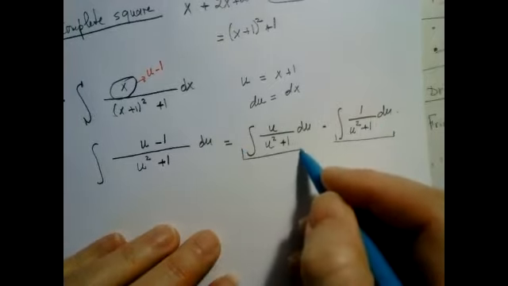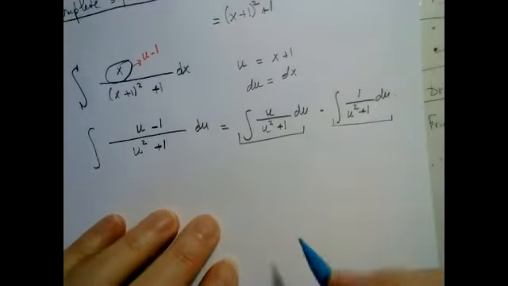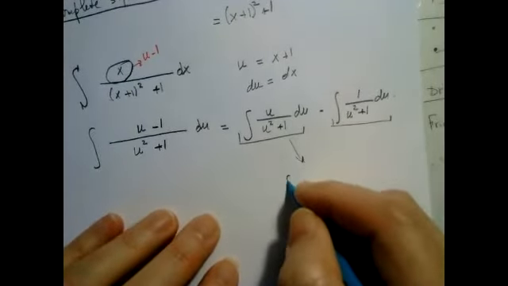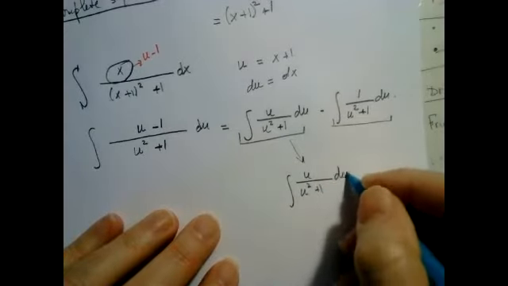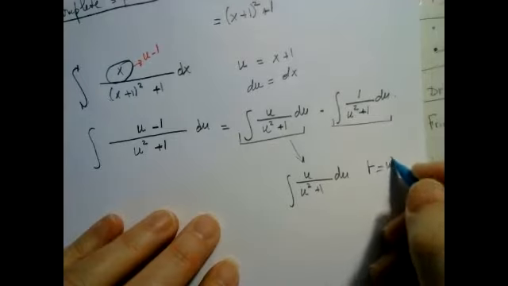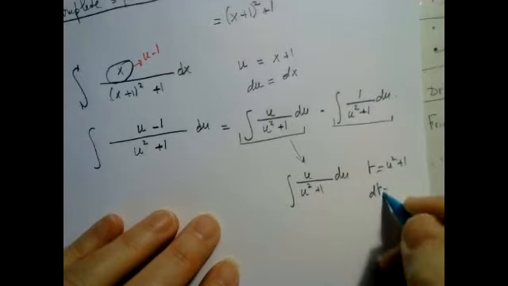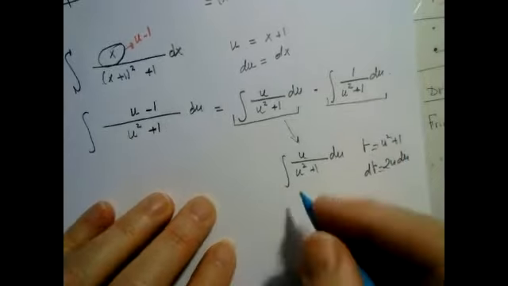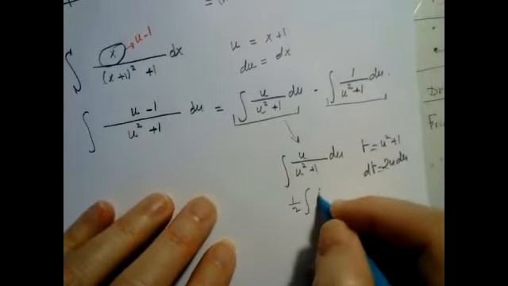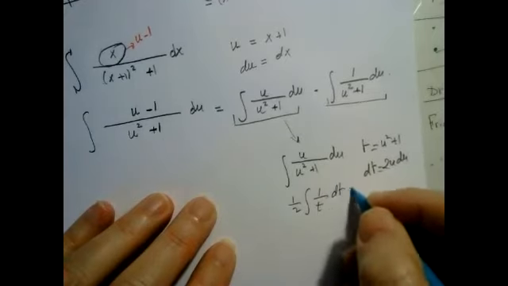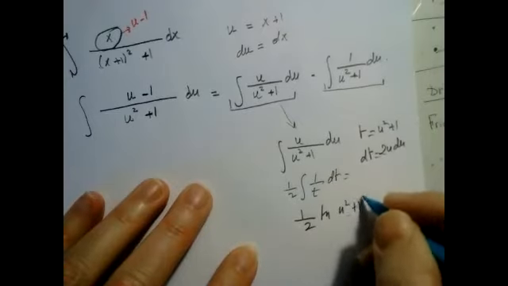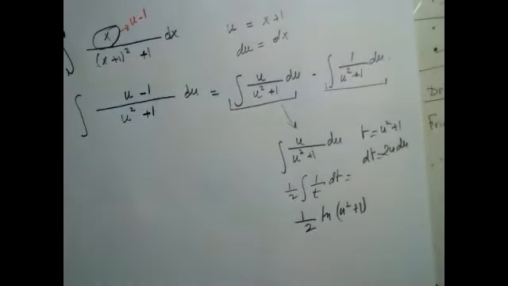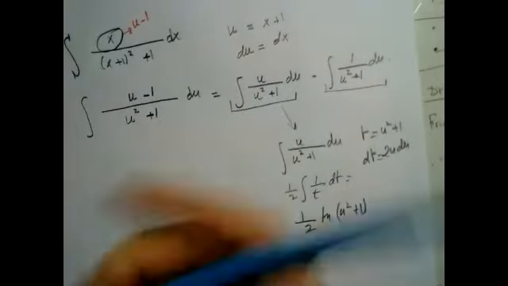This one needs a little bit of work. It needs a little bit of a substitution. So this one here, I can do that very easily. We put t to be u squared plus 1. The dt is the du times 2. This would become a half of 1 over t dt. It means a half ln of t. It means a half of ln of u squared plus 1. So at this stage, we are actually done.